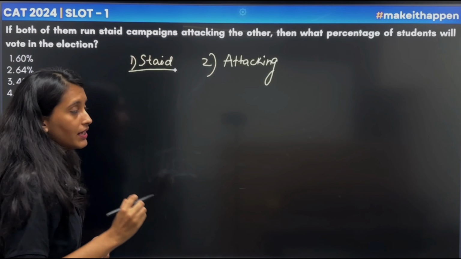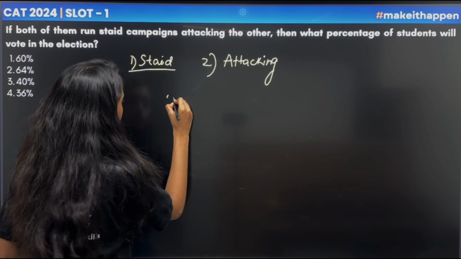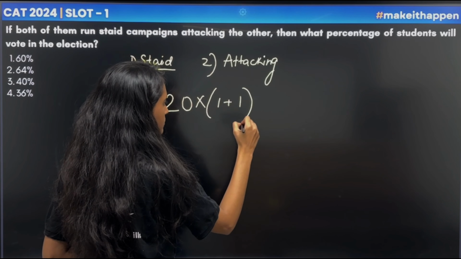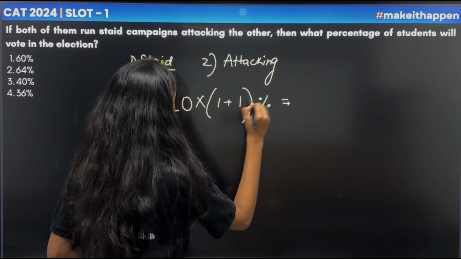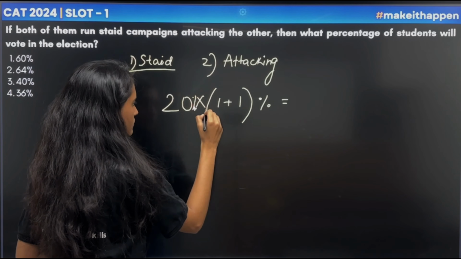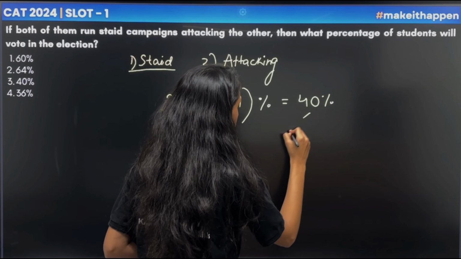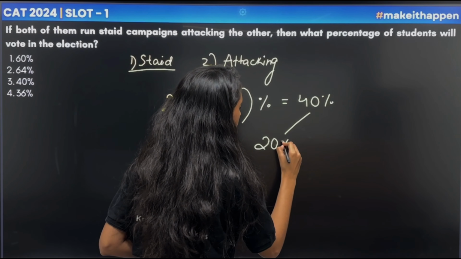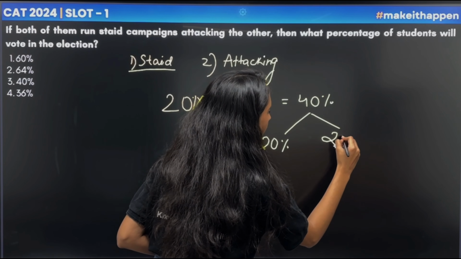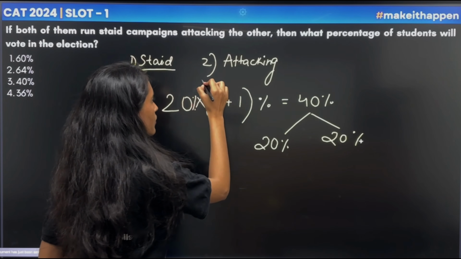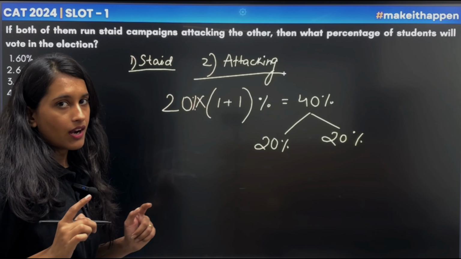अगर state campaign level 1 का है तो फिर it should be 20 into 1 plus 1%, that is 40%. So 20% Amya will get and 20% Ramya will get. Now, secondly, we are given that both of them are attacking.